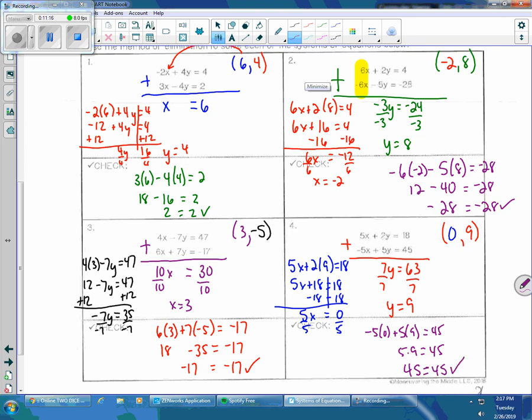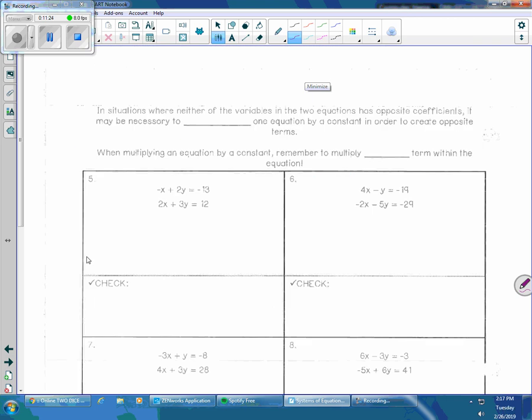Perfect. Okay, so what happens if our equations are not set up perfectly? Maybe they're going to be in standard form, but I don't have a set of opposites. What could I do? I'm so glad that you asked. Okay, so in situations where neither of the variables in the two equations have opposite coefficients, it may be necessary to multiply one of the equations by a constant in order to create opposite terms.